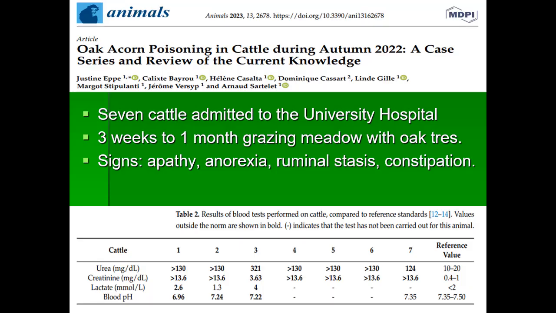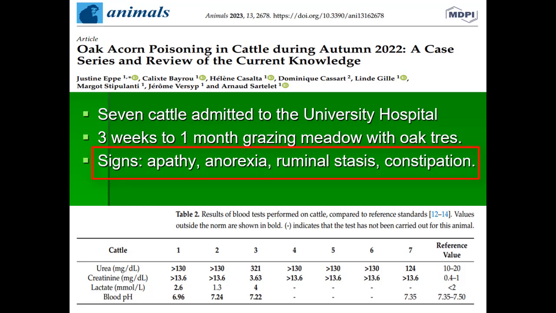On this paper, out of Belgium, they described 7 cattle also submitted to the University Hospital for suspected acorn poisoning. These cattle had been grazing on meadows with oak trees for 3 weeks up to more than a month before the onset of signs. And the clinical signs at their presentation were of lethargy, anorexia, ruminal stasis that goes on with constipation.